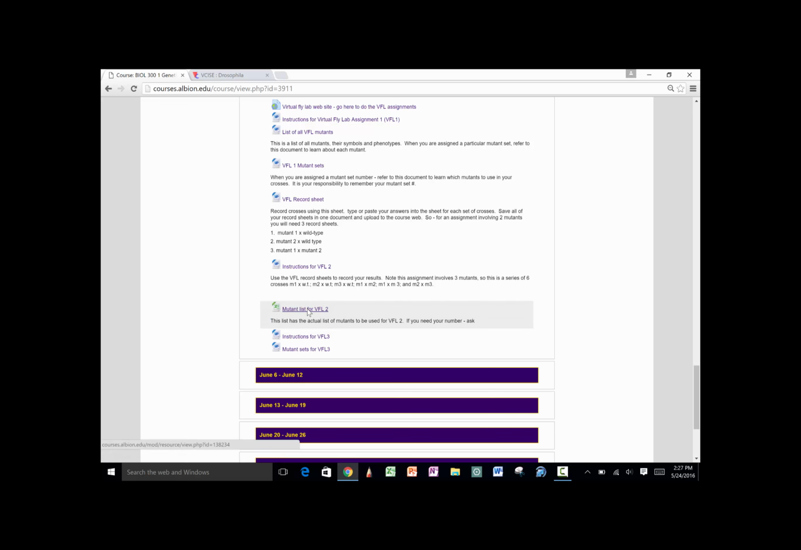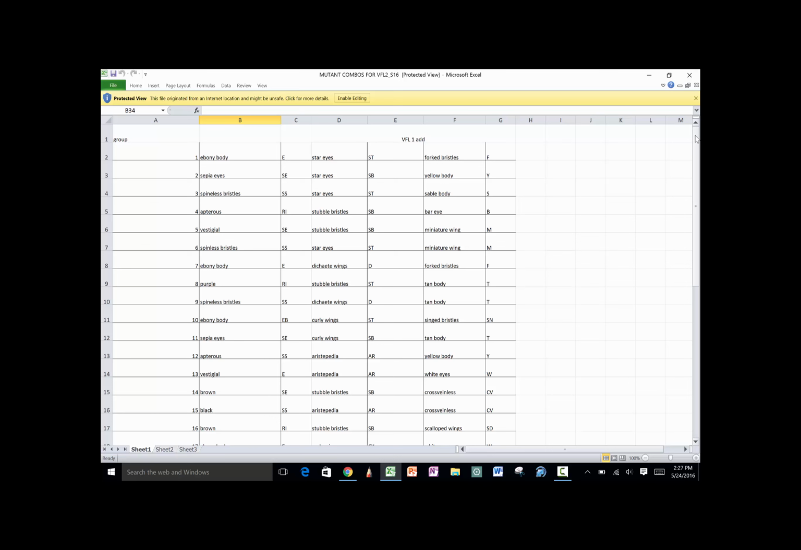So I'm going to use mutant list 1. Everybody else should have their own mutant list. And if I look up here, I might have to write these down. All right, so what do we got? Mutant list 1. Ebony, Star, and Forked. Okay, so that's not too bad. There's only 3. Ebony, Star, and Forked. And I'm going to grab a piece of paper.